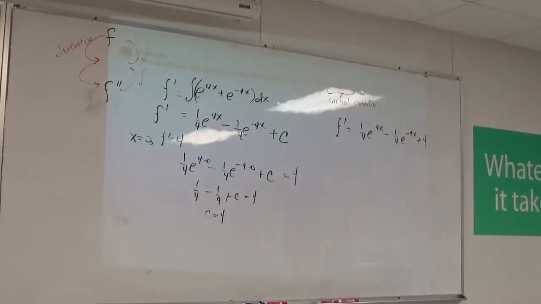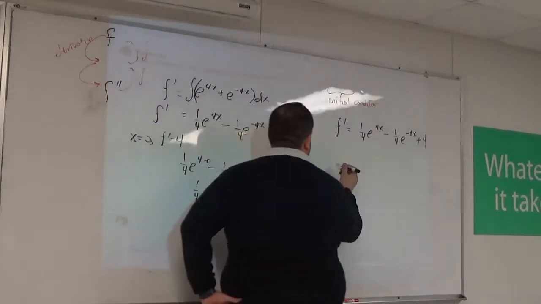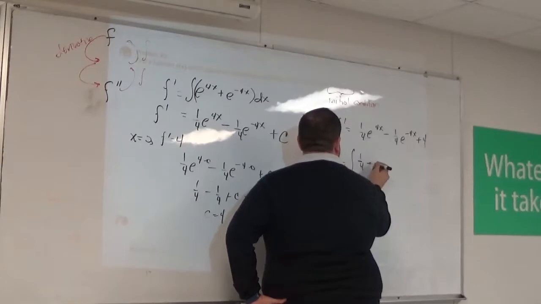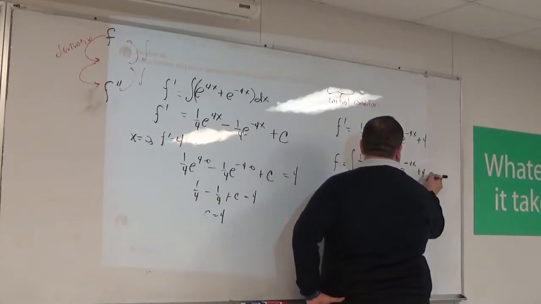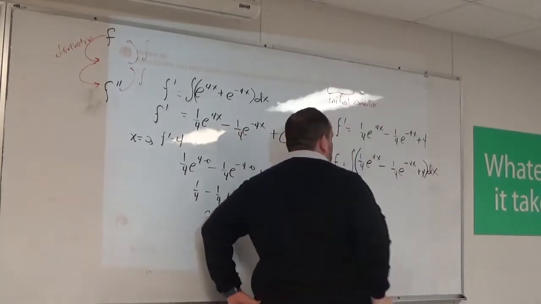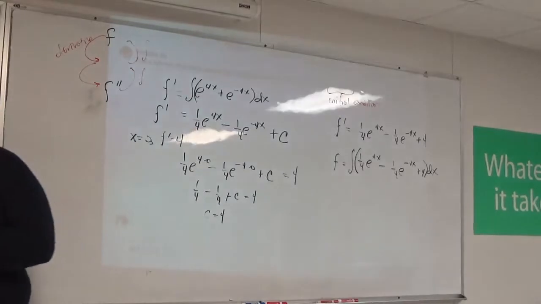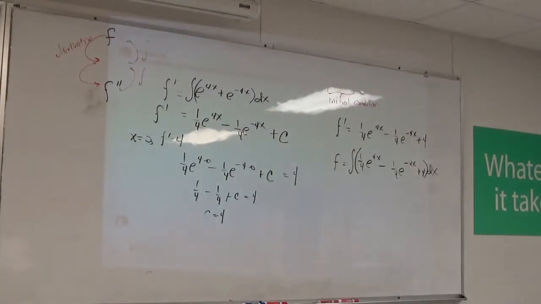Please don't stop there. You need to get to f. How are we going to get to f? We're going to find the antiderivative of f prime, right? We need to go up one more link in the chain. So to get to f is the integral of 1/4 times e to the 4x minus 1/4 times e to the negative 4x plus 4. x is the variable, so I'm integrating with respect to x. Got to go find the antiderivative again.